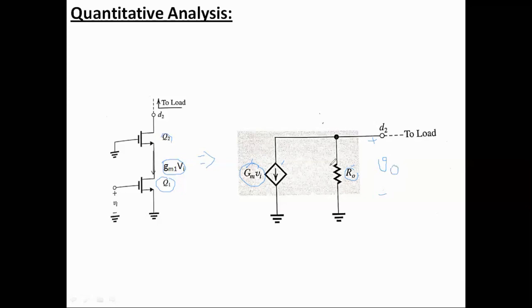So how are we going to calculate V0 from this equivalent circuit? The current which is flowing is Gm into VI. Due to that, the current flowing through R0 will be upward, so the current entering is positive and the current leaving is negative, so that V0 equals minus of capital Gm into VI into R0. We have to calculate V0 by VI. V0 by VI equals minus Gm into R0.